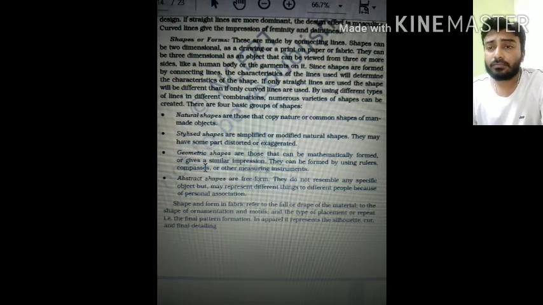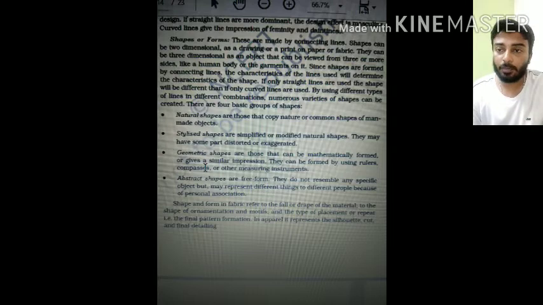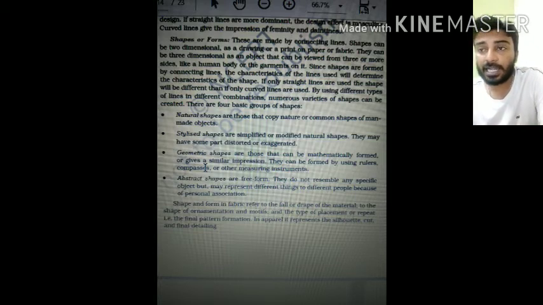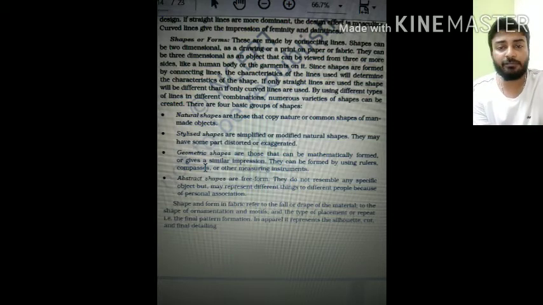Now these shapes or forms can be divided into four types. Number one is the natural shapes, number two the stylish shapes, number three is the geometric shapes, number four is the abstract shapes. So what are natural shapes? These are those that copy nature or common shapes of man-made objects. Number two is the stylish. So what is this? These are the shapes that are simplified or modified natural shapes.